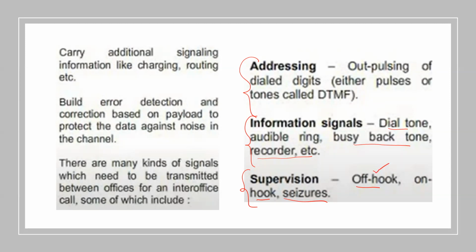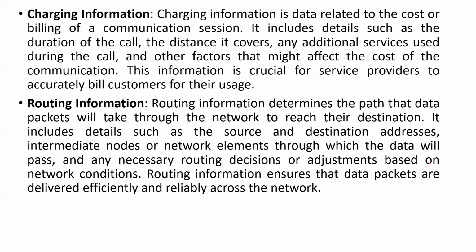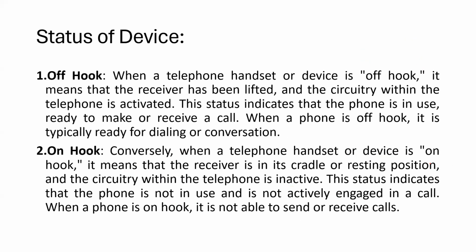Now, what is off hook? What is on hook? Off hook means when a telephone handset or device is off hook, the receiver has been lifted and the circuitry within the telephone is activated. So when I'm lifting up the telephone set, it is known as off hook. This is the telecommunication language, so you have to remember all this.